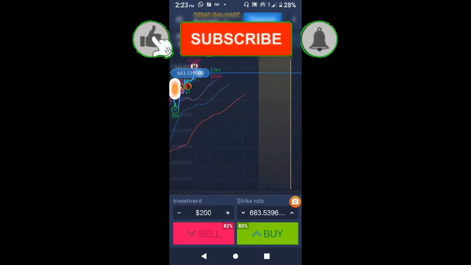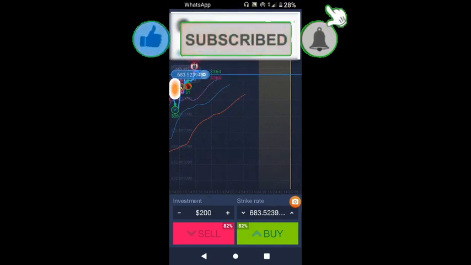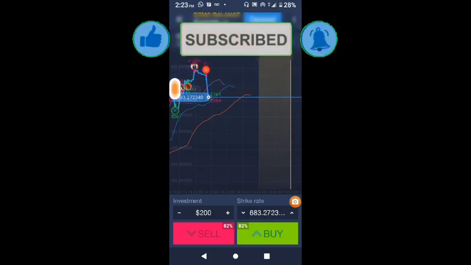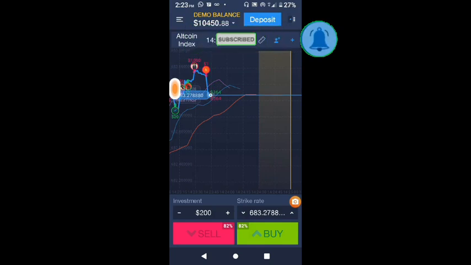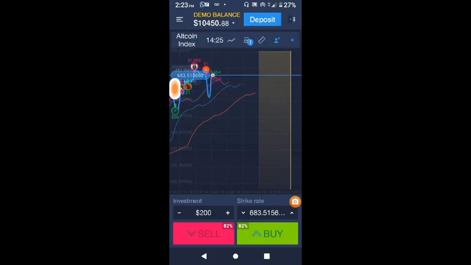Alright, so basically you can, hang on a second. So basically you can see where the graph is going at that point in time. So you can decide what kind of trade you want to do.